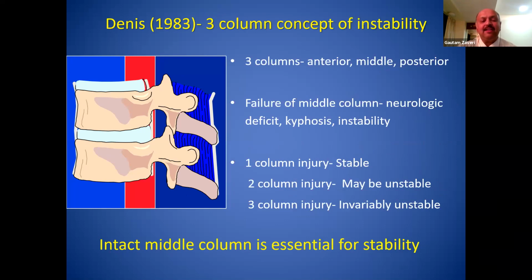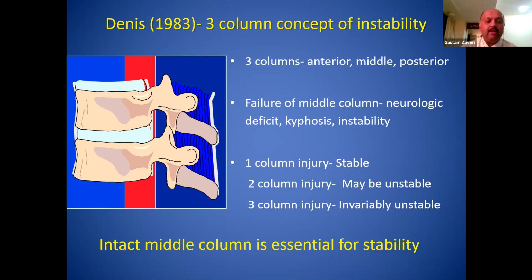Denis in 1983 challenged this concept, and he came up with the three-column concept of instability. He divided the spine into three columns: the anterior column, which consisted of the ALL, the anterior two-thirds of the vertebral body, and the disc. There was a middle column which consisted of the posterior one-third of the disc and the vertebral body, along with the posterior longitudinal ligament. And all the structures behind that formed the posterior column.